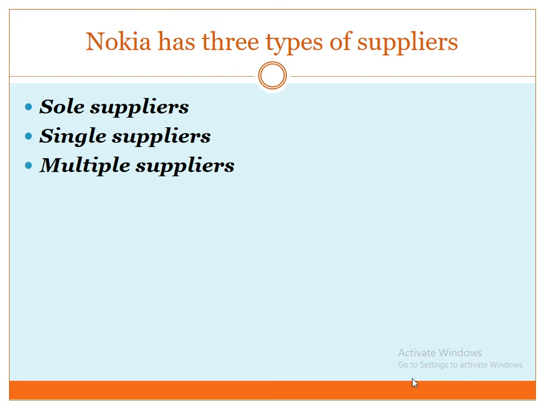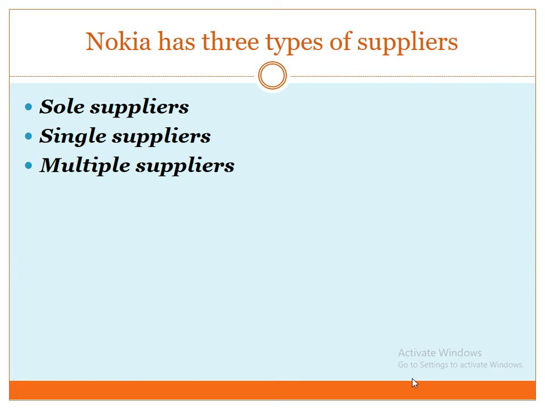Nokia has developed an approach to this issue that is typical of many organizations. Nokia has three types of suppliers: sole suppliers, single suppliers, and multiple suppliers. Sole suppliers are used for new technologies where there may be only one supplier capable of delivering the required specification. Then single supplier, this is a preferred approach for many components.